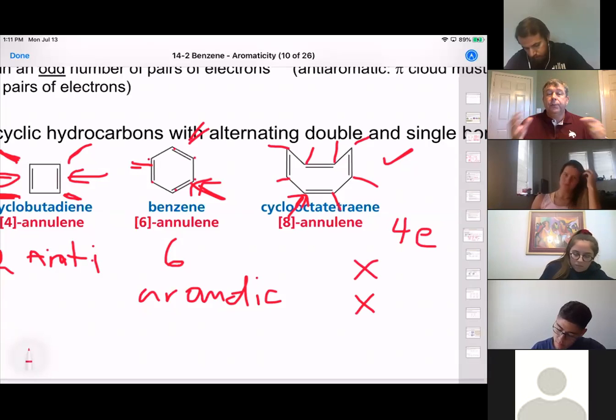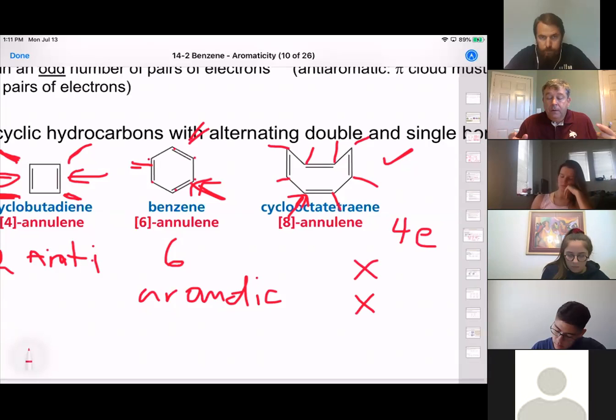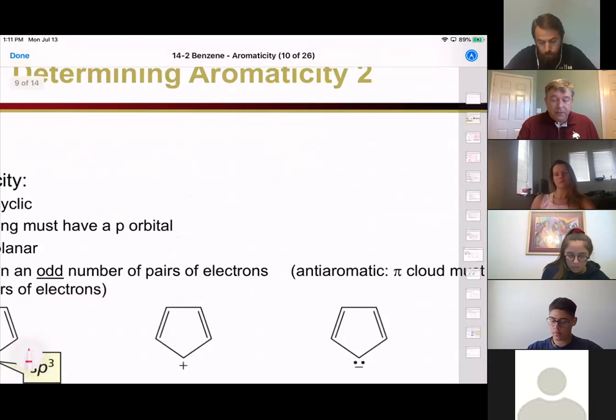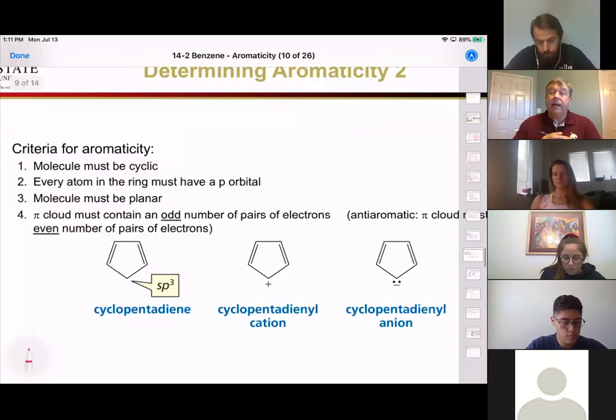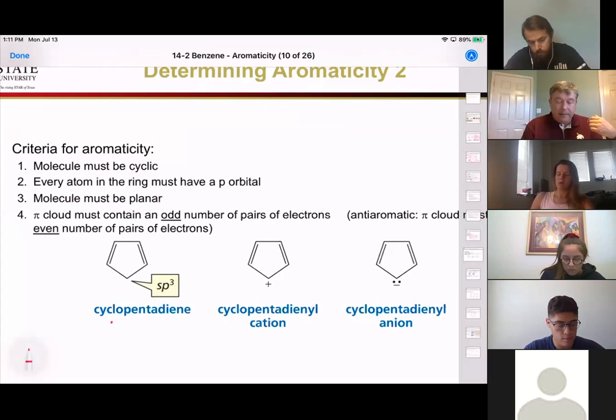So, do we have to have neutral species to do this? Well, no, we don't, okay? So let's talk about determining aromaticity for things that might have charge and see if we can follow our rules on this. So again, our rules are must be cyclic. And so if we look at cyclopentadiene right here, it's cyclic and it has lone pairs here and here.